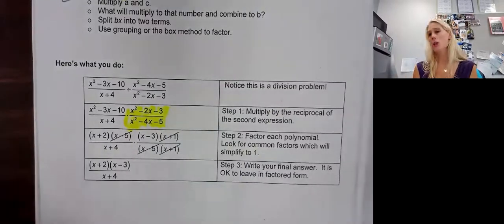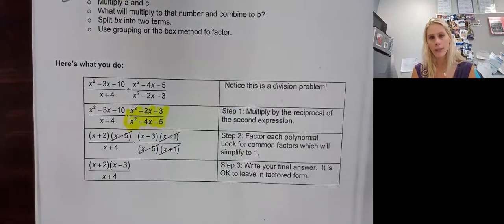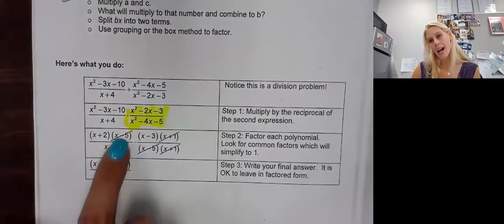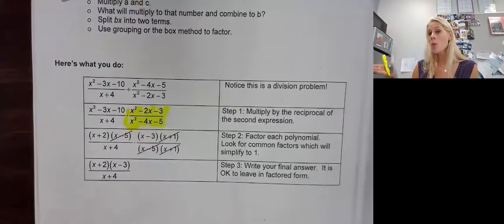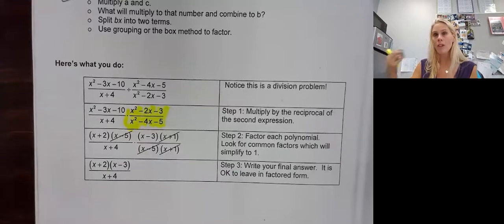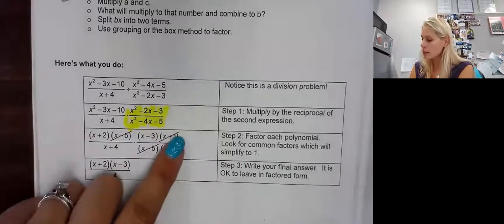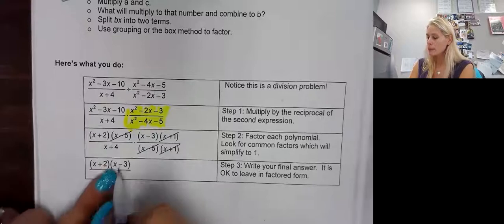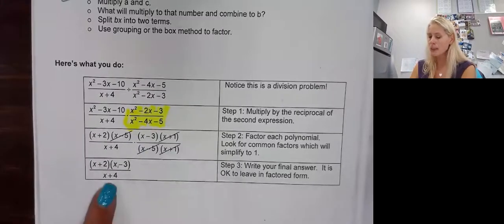Next, we factor. Now, many of you will have to do this factoring on the side. You'll see as we go through examples. Once we factor, we see if there's something on the top that is the same on the bottom, we can cross it out because something over itself is always the value of 1. So as you can see, after I cross out the x minus 5 and the x plus 1, we are left with x plus 2 on top, x minus 3 on top, and x plus 4.